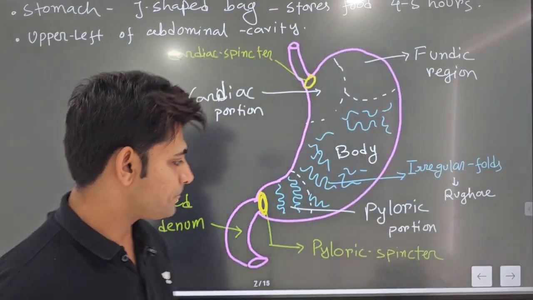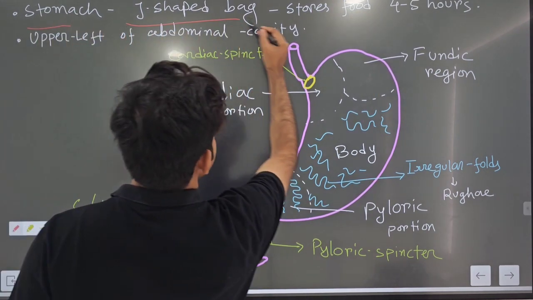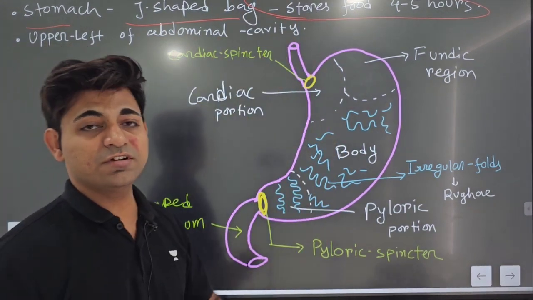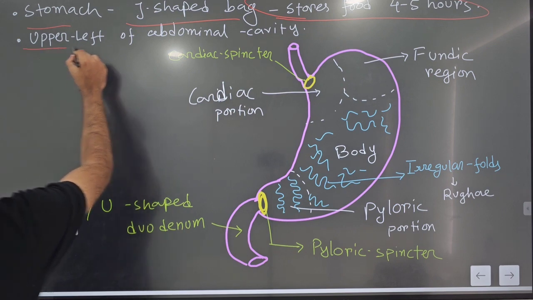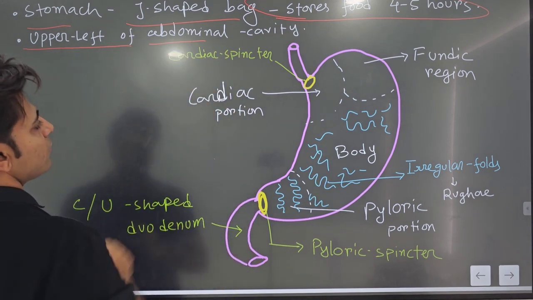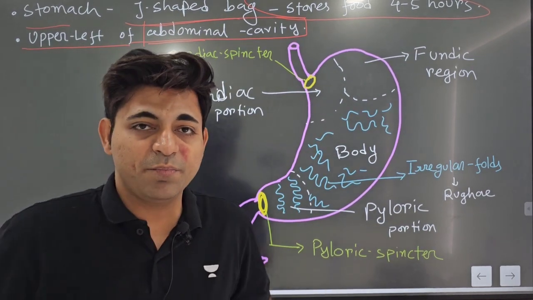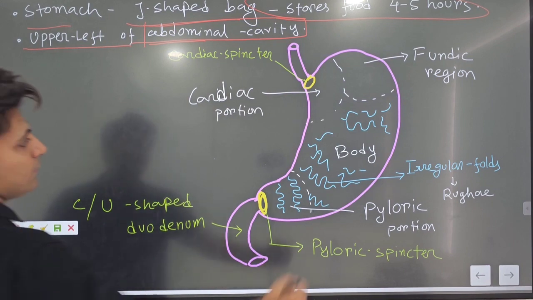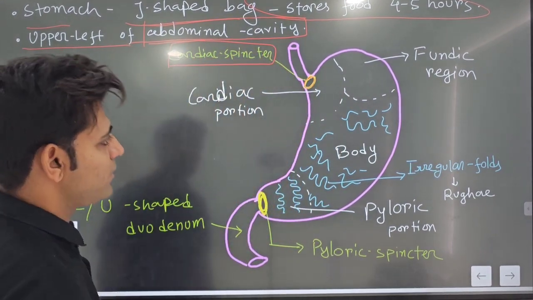Now about the stomach. The stomach is a J-shaped bag which stores food for 4 to 5 hours and is responsible for the partial digestion of food. Where is it present? It's present at the upper left side of our abdominal cavity, below the diaphragm. See, the opening of the stomach here is guarded by the cardiac sphincter.